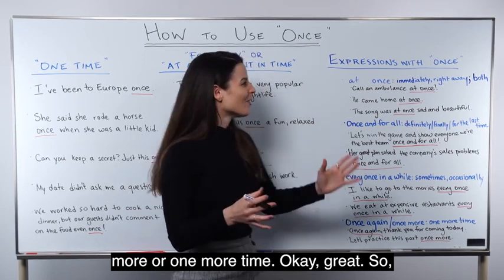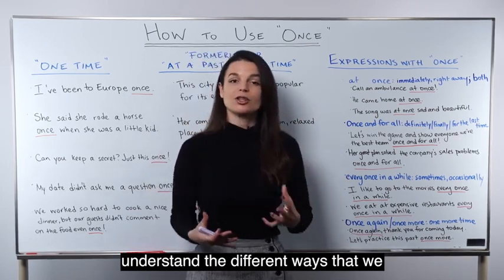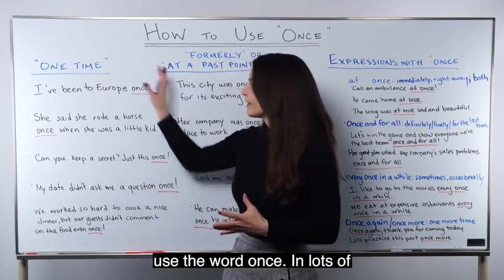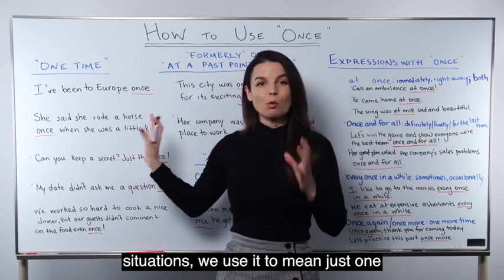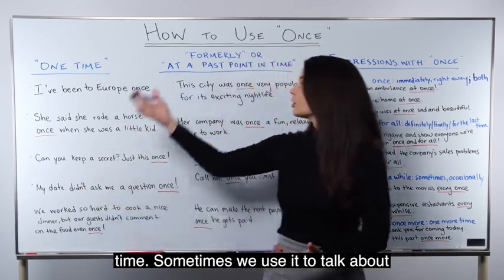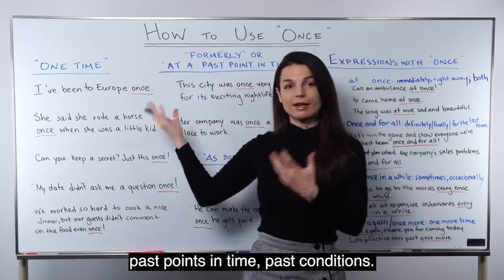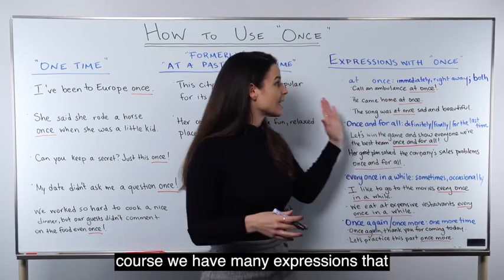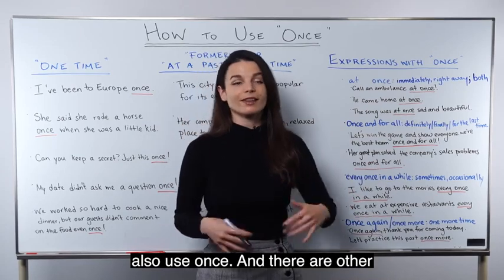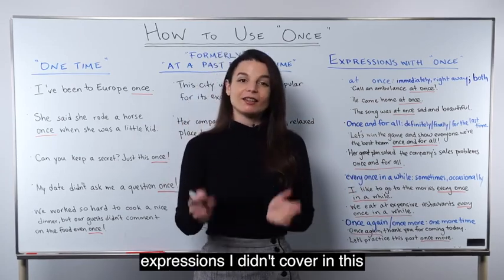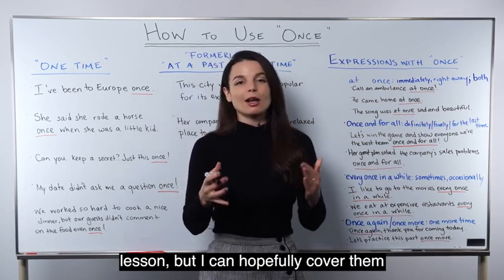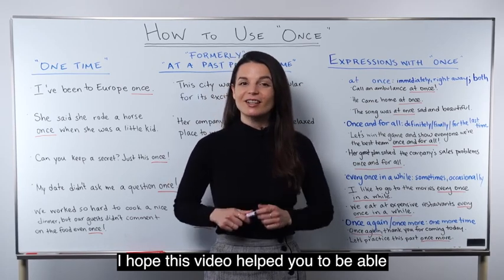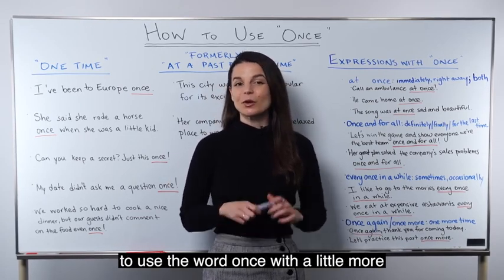Okay, great. So I hope that this lesson helped you to understand the different ways that we use the word once. In lots of situations, we use it to mean just one time. Sometimes we use it to talk about past points in time, past conditions. Sometimes it means as soon as. And of course, we have many expressions that also use once. And there are other expressions I didn't cover in this lesson, but I can hopefully cover them at a future point in time.